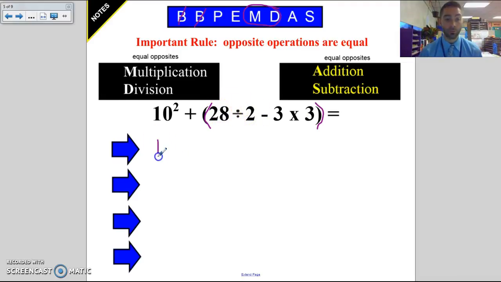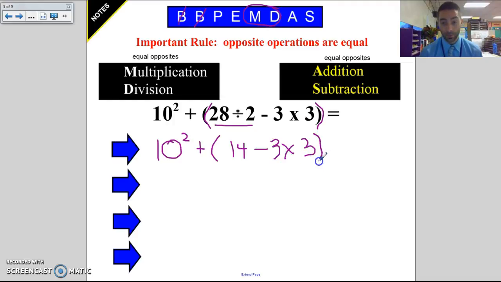Now I'm going to rewrite my whole problem with that answer, and the parentheses got to stay until I solve everything in it. So 10 squared plus my parentheses, and the answer to 28 divided by 2 is going to be 14. And then I rewrite minus 3 times 3. And parentheses, because I'm not done solving everything in the parentheses. That's why I have to keep the parentheses there.